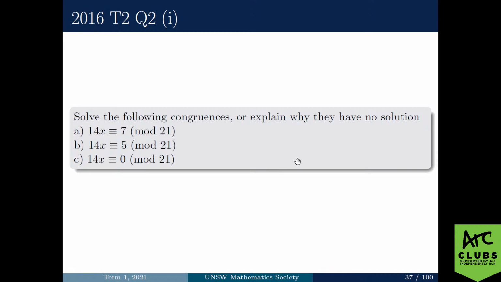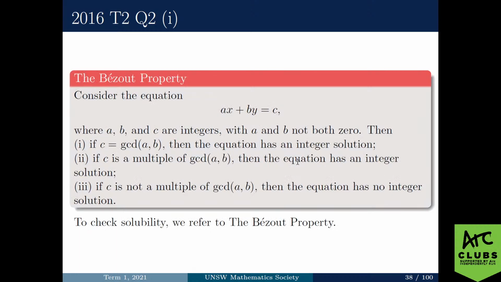Okay, so now we're going to work with these, I guess, a bit easier questions. We're just solving the congruences of these equations. So to figure out if they have a solution, first we need to cite Bezout's theorem, which is that if we have this equation ax plus by equals c, if c is a multiple of the greatest common divisor of a and b, then the equation will have an integer solution. But otherwise, if c is not a multiple of the greatest common divisor of a and b, then there's not going to be an integer solution to ax plus by equals c.